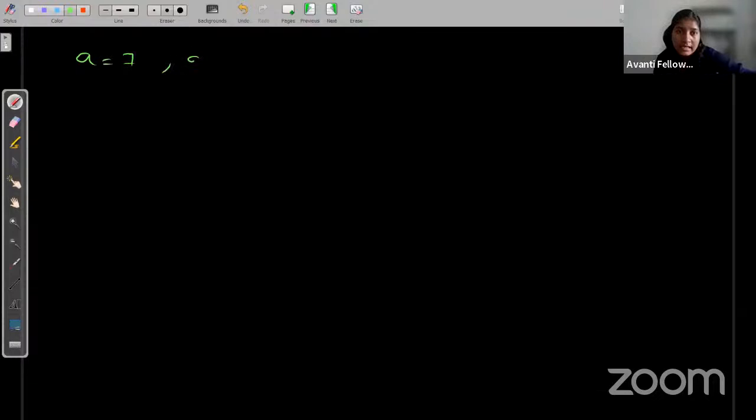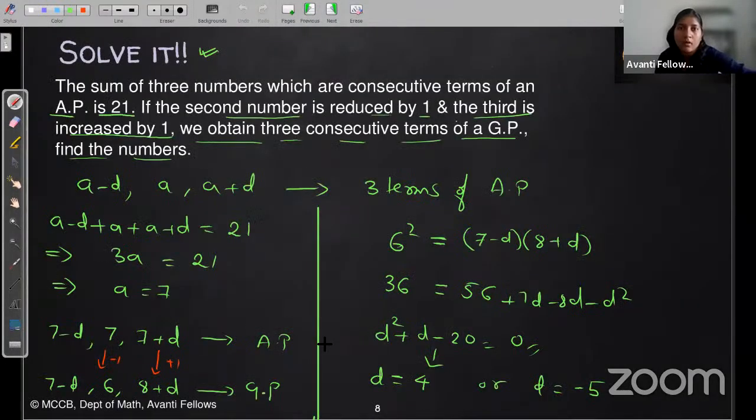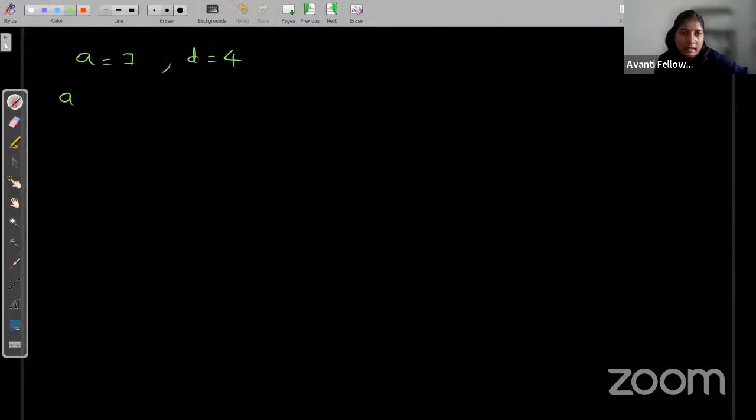And in the first case, D is equal to what? 4. Fine. So what will be the 3 terms now? The 3 terms are nothing but A minus D, A, A plus D. So they're going to be 7 minus 4, that is 3, 7, and 7 plus 4, that is 11. Okay. Correct. So these are the 3 terms.